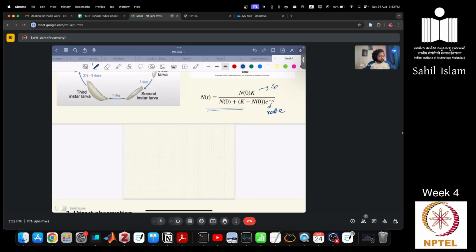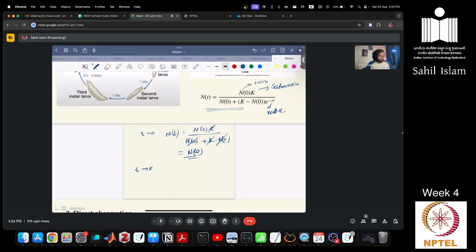This K is the saturation value, and N0 is the initial value. So if you put t equal to 0, N(t) becomes N0 K by N0 plus K minus N0. So this gets cancelled out, K gets cancelled, so it becomes N0. So N0 is the initial value.